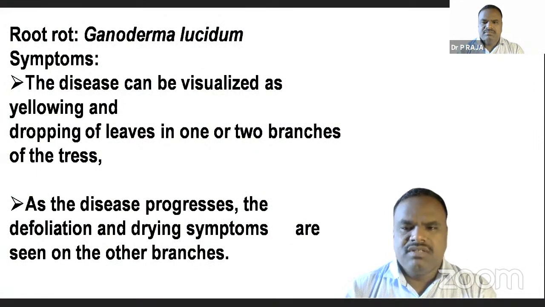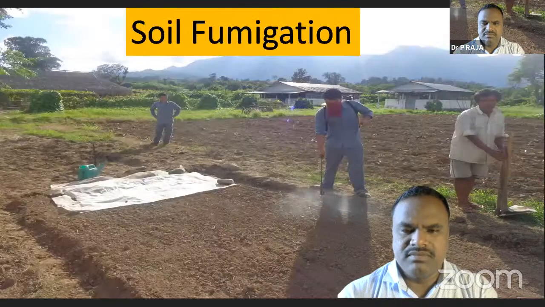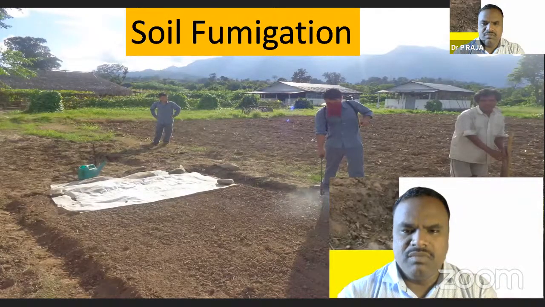The next one is root rot, which is caused by Ganoderma lucidum. This Ganoderma lucidum causes different kinds of symptoms, and the disease can be visualized as yellowing and dropping of leaves in one or two branches of the trees. Yeah, there are two methods I forgot, so let us go back.